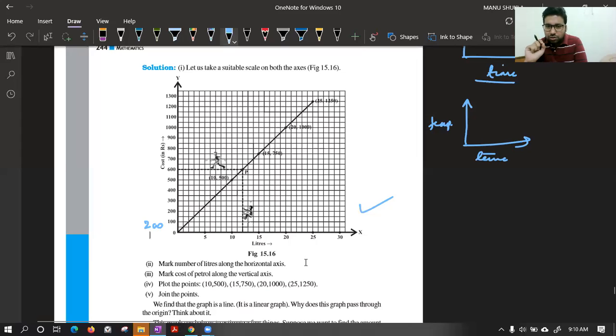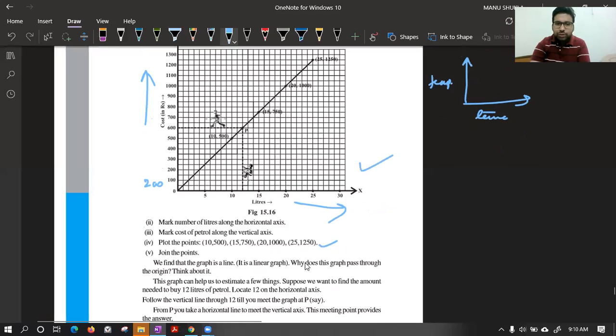Mark the number of liters along the horizontal axis. So we have shown number of liters on the horizontal axis and cost on the vertical axis. Plot the points. We have plotted them as well. Join the points. It is just telling how to plot this. Simple.